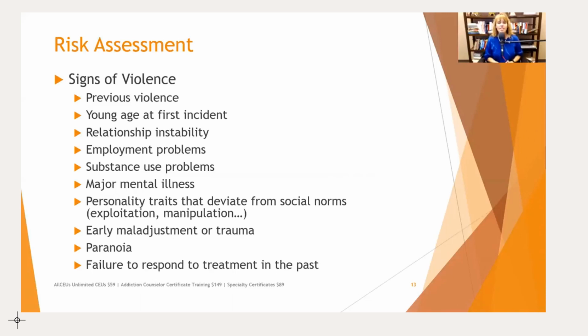Personality traits that deviate from social norms. If they tend to exploit people or manipulate them, we're going to be looking for antisocial personality disorder traits here. Early maladjustment or trauma, paranoia, and failure to respond to treatment in the past can all be indicators that there's a potential for this client to be violent.